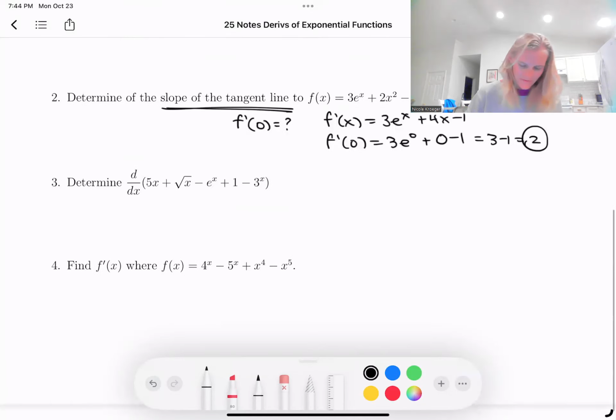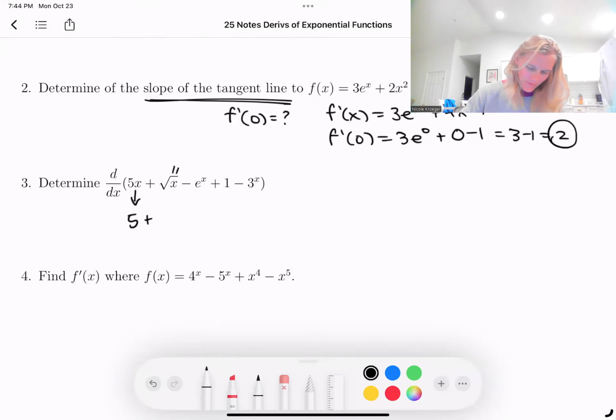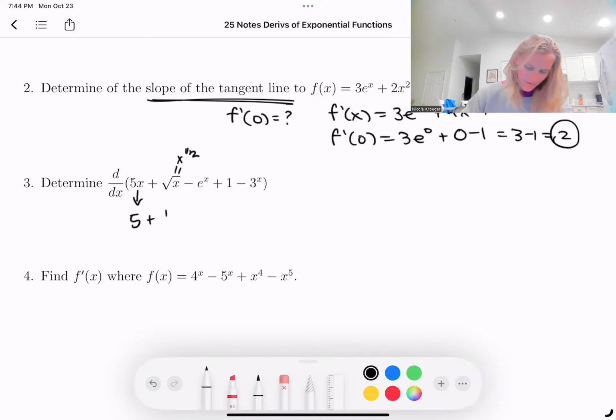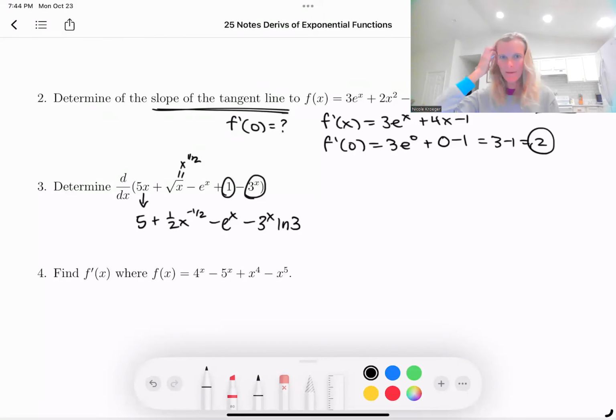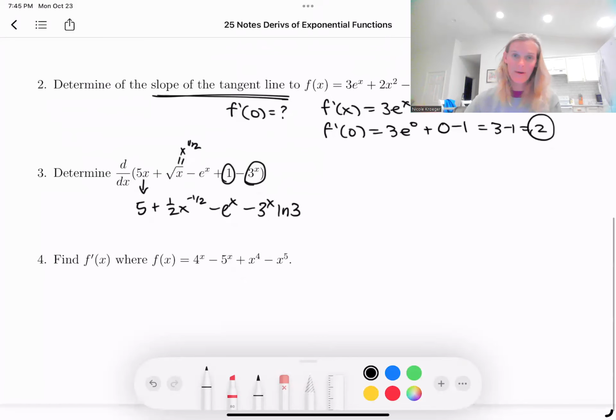And this next one's asking for the derivative. 5x just becomes 5. Square root of x is x to the 1/2, so that's 1/2 x to the negative 1/2. Those first two were just the power rule, what we were doing before. e to the x stays e to the x. 1 becomes 0. And then 3 to the x, well, that's what we've been doing today. That's minus 3 to the x ln of 3. So remember, you just have to be careful where the x is. Is it in the bottom or is it in the top? That dictates how we deal with things.